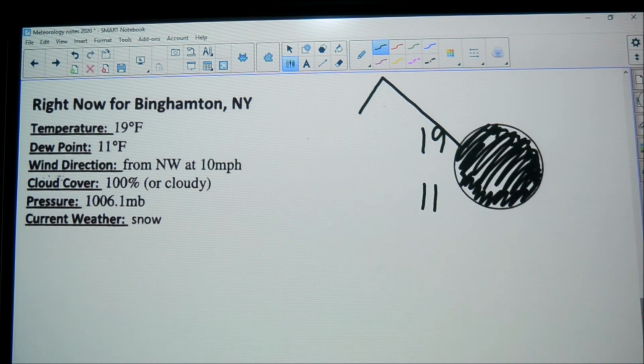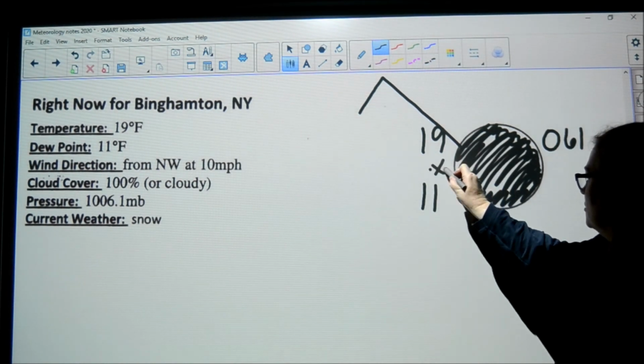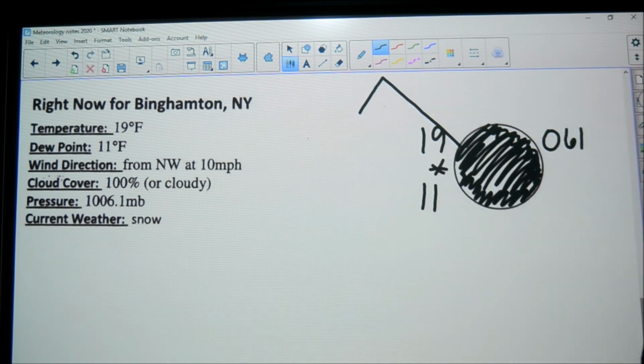And my pressure is 1,006.1 millibars. Got to put the 0, 6, 1 are my last 3 digits. And it said it's snowing. So remember, your symbol goes right here. And the symbol you're getting off your reference table. So that is my station model for Binghamton.